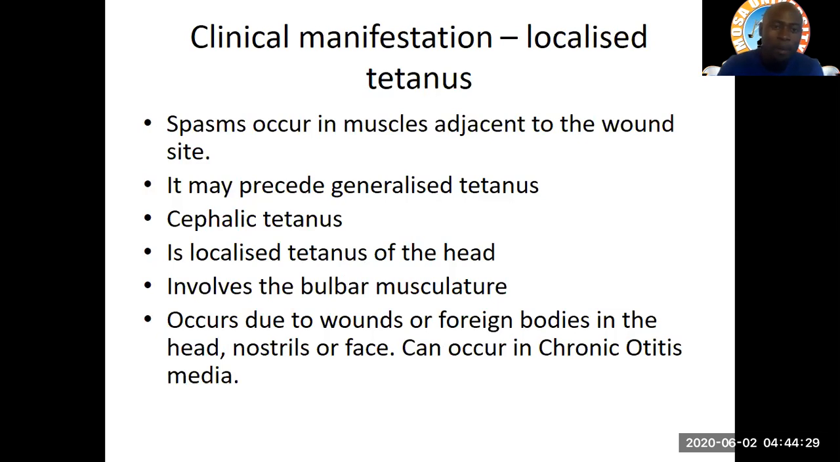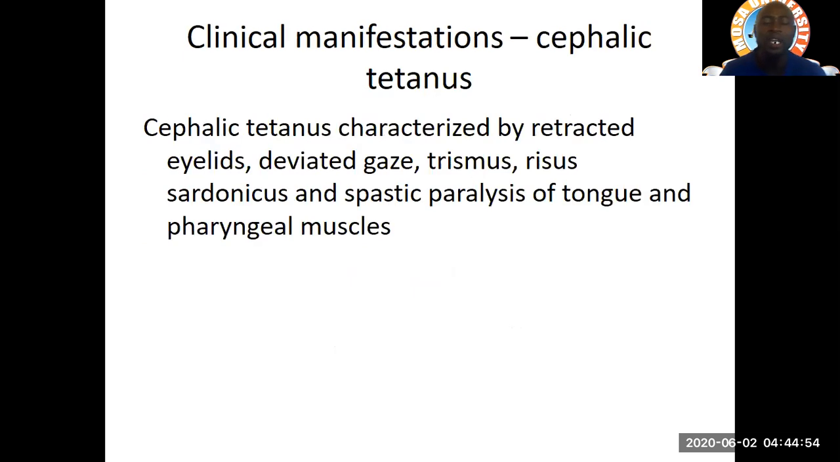So let us talk about cephalic tetanus. Cephalic tetanus is a localized tetanus of the head. Mostly the effect is on the bulbar musculature. This will happen as a result of wounds or other foreign bodies on the face, the nostril, or the head. At times chronic otitis media is also one of the predisposing factors to cephalic tetanus.